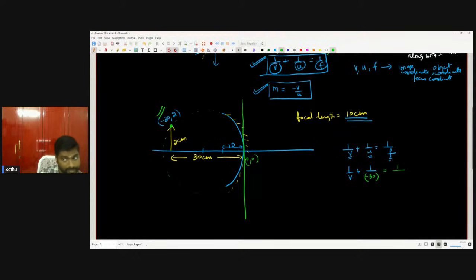This is 1 by f. Right? Now f also I told you take it as coordinate. So coordinate is minus 10, comma 0. So take it as minus 10. Go ahead and solve. You will get the right answer. Right? I'm not asking you to remember anything.